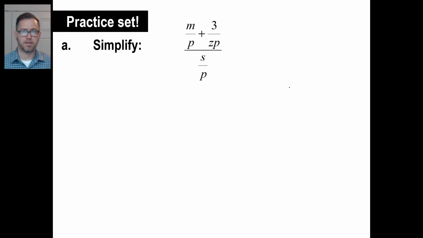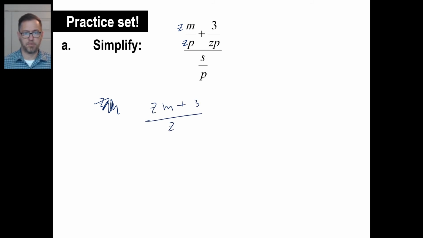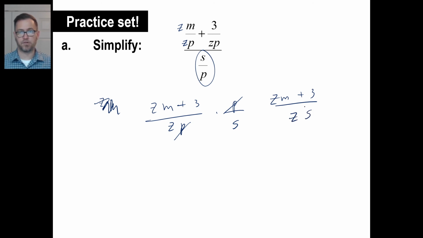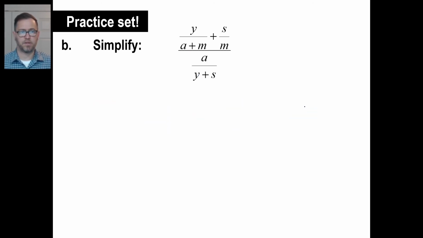So, all right, let's take a look at the practice problems and go ahead and pause it and try A. Okay, A, we can go ahead and create a new denominator. It's going to be z there, and then we have to do a z there. So our new fraction turns into, oops, that's not right, zm plus 3 over zp. If we're dividing by this, that means we're multiplying by this. The p's cancel, and we just have zm plus 3 over z times s, and there you go. Okay. All right, go ahead and pause it and try B.